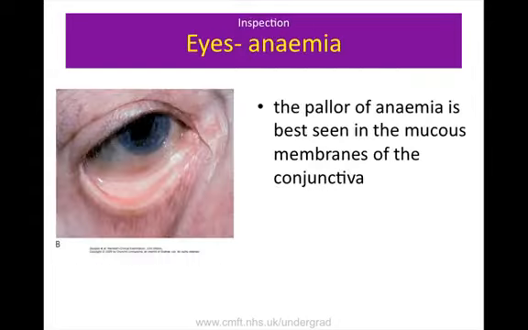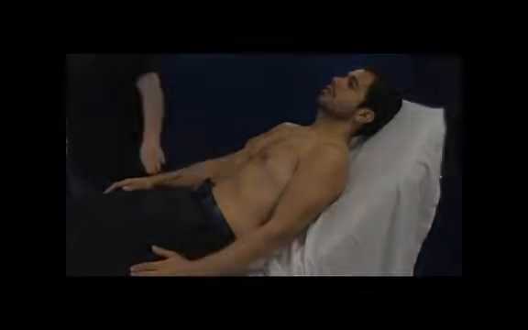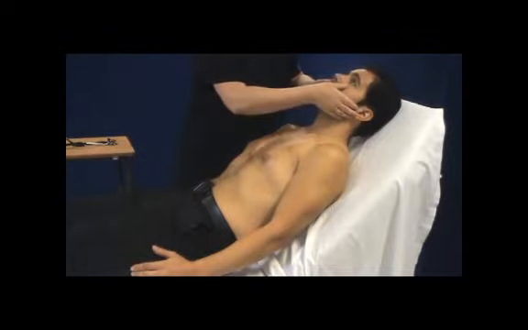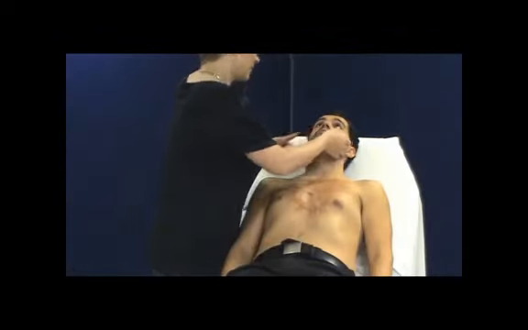When looking for anemia, look at both eyes. Tell the patient, "I would like to have a look at your eyes," before pulling down one of the lower lids to check for conjunctival pallor.